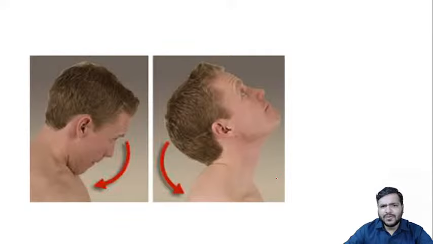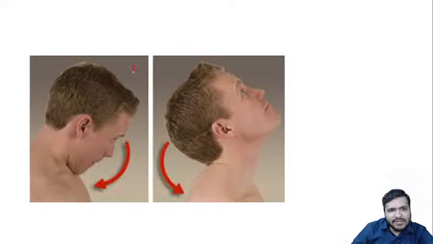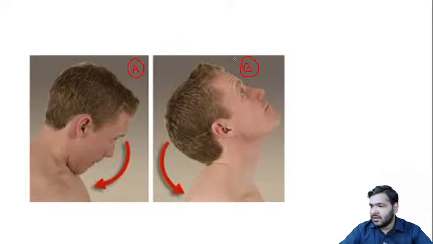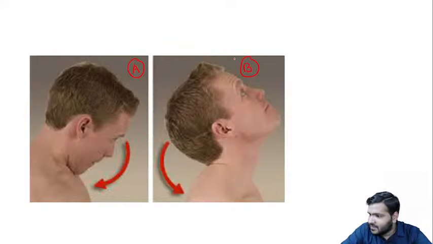Coming on to a beautiful picture over here, guys, I want the answer: which one is extension and which one is flexion, A or B? Waiting for your answers, guys. If you're clear with the concepts, kindly answer my question that is displayed on the screen, guys. Which one is extension, which one is flexion?